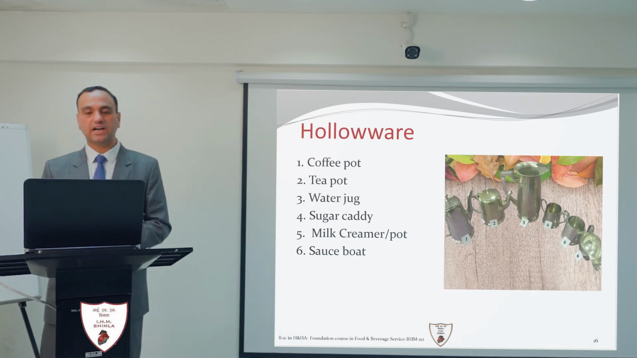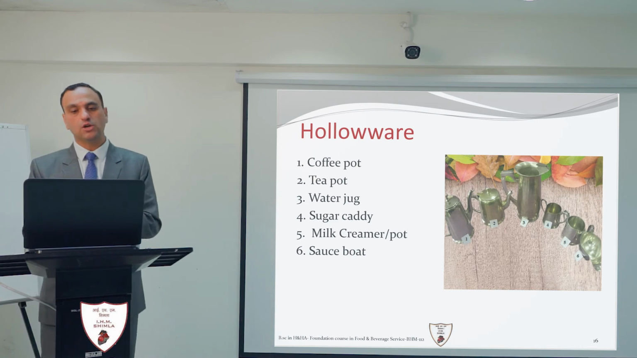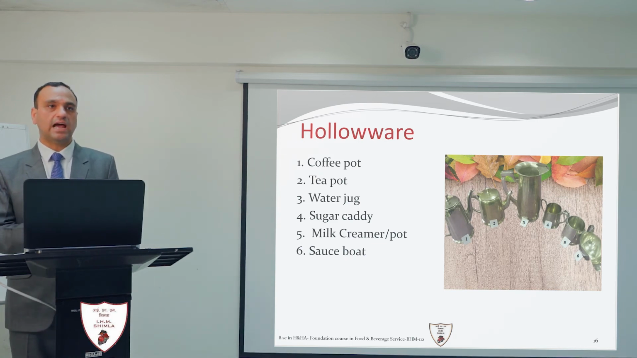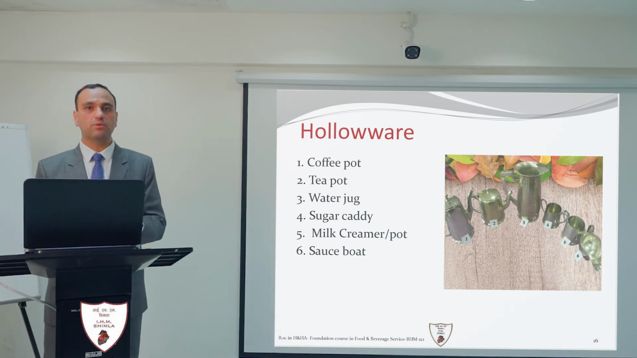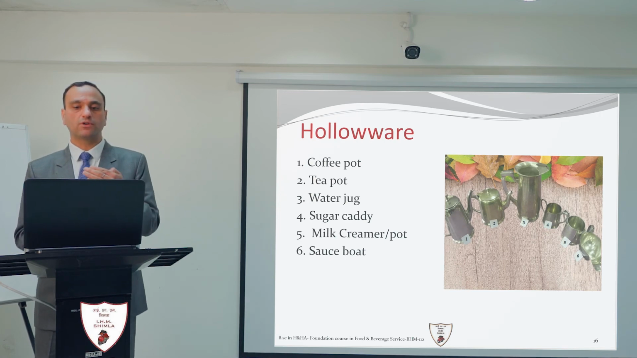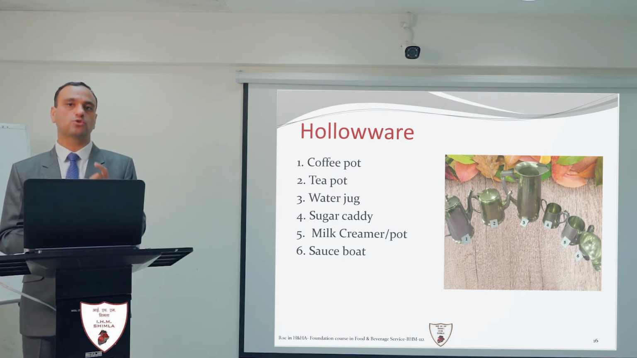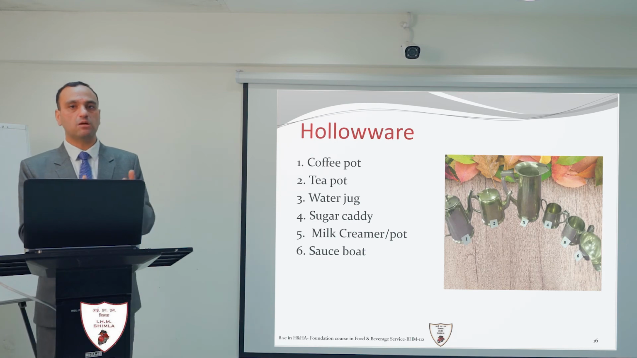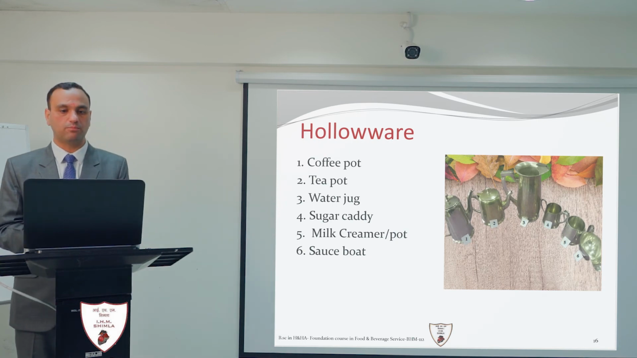We start with the next category of equipment, called hollowware. In hollowware, we'll start with the coffee pot. Coffee pot comes in different portion sizes. As such, there will be 1 portion, 2 portion, 3 or 4 portion. Portion means how many cups will be served from that pot. For example, 1 portion means that particular pot is going to serve only 1 cup. If it comes in a 2 portion, it is going to serve 2 guests. 2 cups will be accommodated in that particular pot.